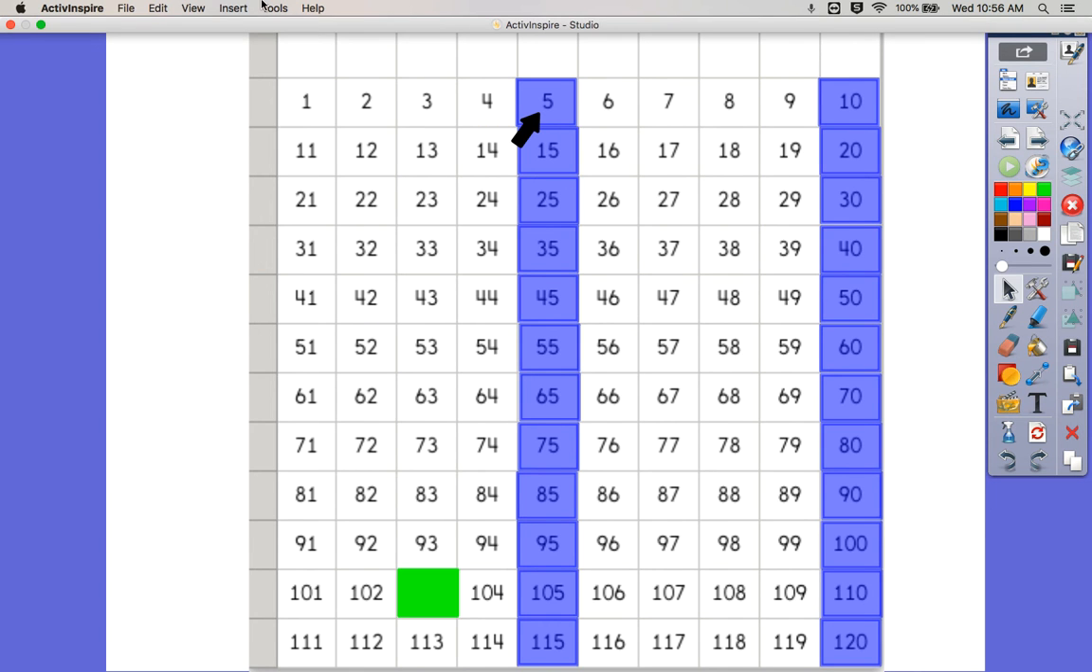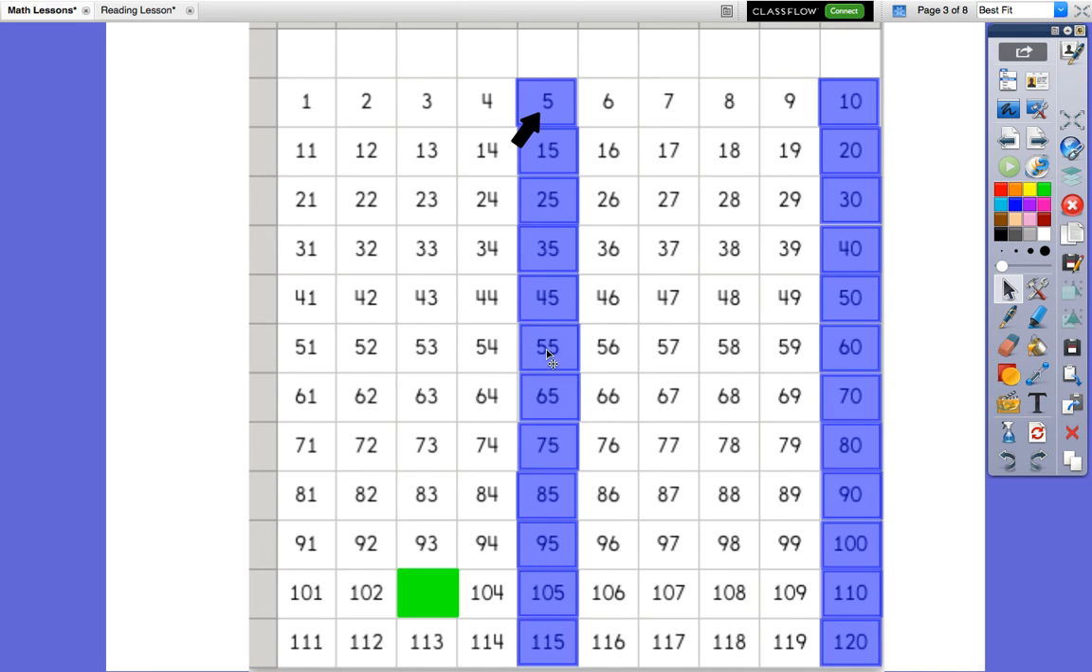You might notice our hundreds chart looks a little bit different. I thought that we could practice skip counting by five so we don't forget how to do this. All right? So we have our blue numbers, just like we did in class, and we are going to count by fives. Follow along with me.